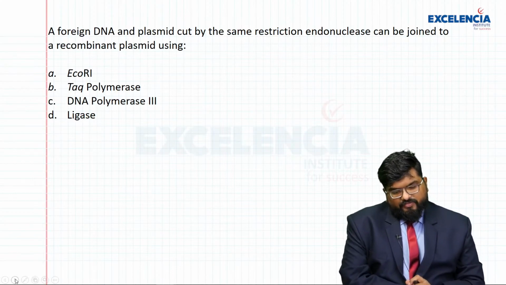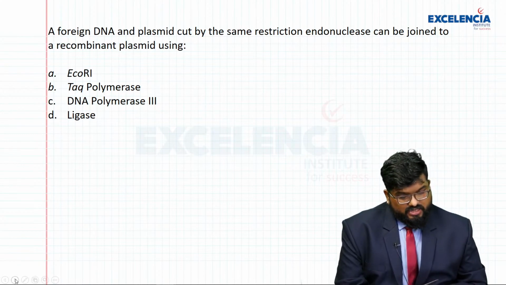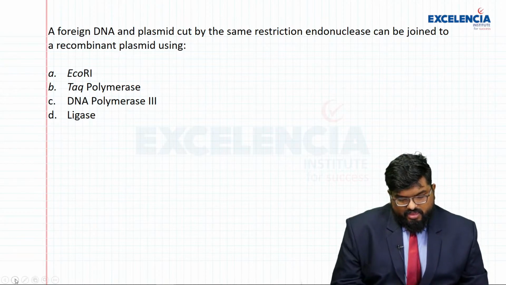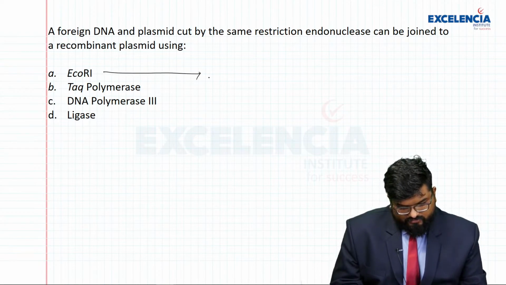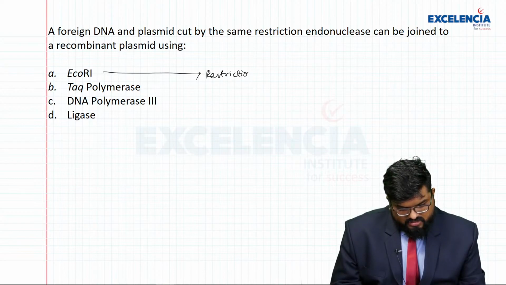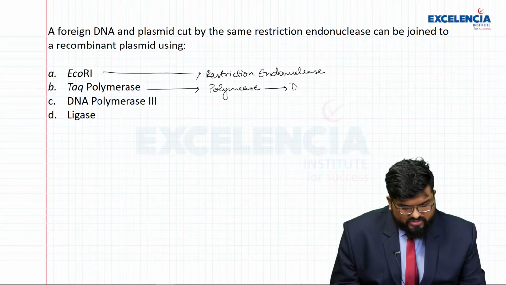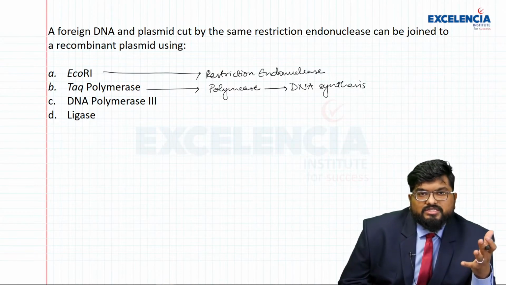A foreign DNA and a plasmid cut by the same restriction endonuclease can be joined to a recombinant plasmid using what? What are these enzymes? This is a restriction endonuclease, isn't it? Taq polymerase is literally a polymerase which is utilized in DNA synthesis. But where do we see Taq polymerase? We use Taq polymerase in PCR, isn't it?